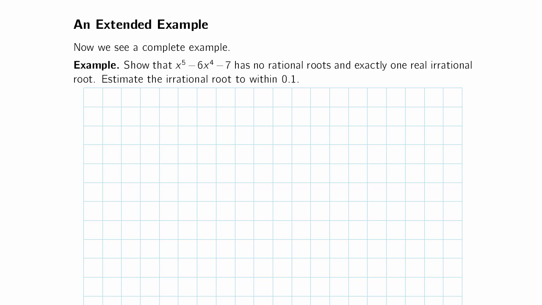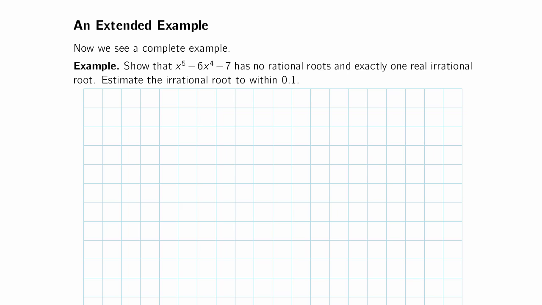Let's go through now an example where we see the entire process, from analyzing what the roots look like all the way to estimating the irrational root. Now this problem tells us that the polynomial has no rational roots and exactly one irrational root. But our first step is to show that that's the case, which uses the same process that we would use to discover that that's the case if we didn't already know.